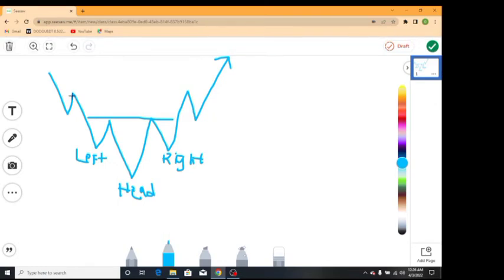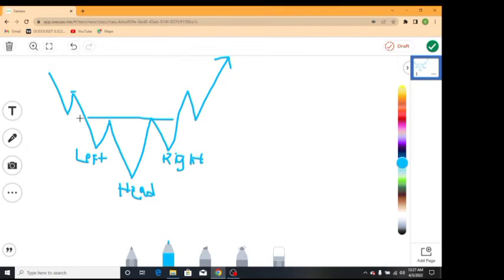In the case of an inverse head and shoulder pattern, you have lower highs. The high that we have here is lower than this one, so the highs are getting lower, coming down. The high here is higher than this one, and this one is lower. The highs are getting lower, and the support is also getting lower. We have falling support. We have a low here, so we have falling lows. This low is lower than this.